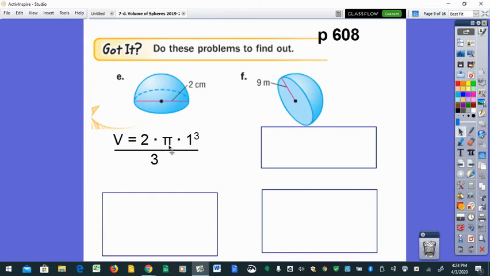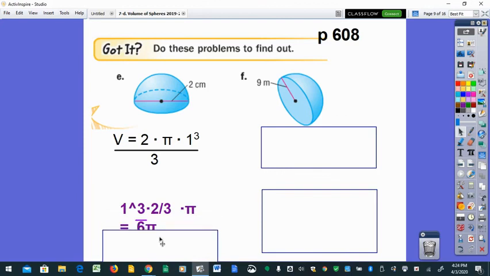1 cubed times 2, divide it by 3, hit equals in the calculator, and you're going to see 0.66666 with a 7 at the end. That's because your calculator's rounding. You're going to write it as 0.6 with the bar notation. Pi, that's an exact answer. And then if you take the 0.6666667 that's in the calculator and multiply it by pi, the volume of this hemisphere is about 2.1 centimeters cubed.